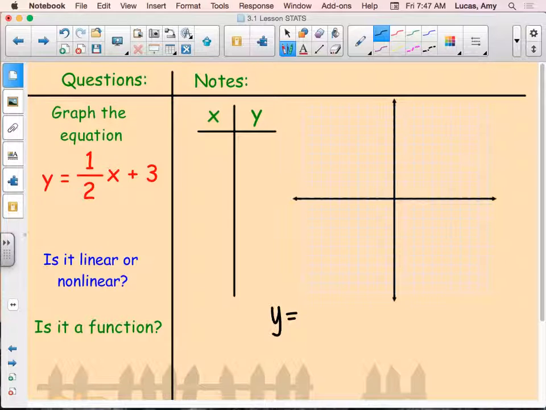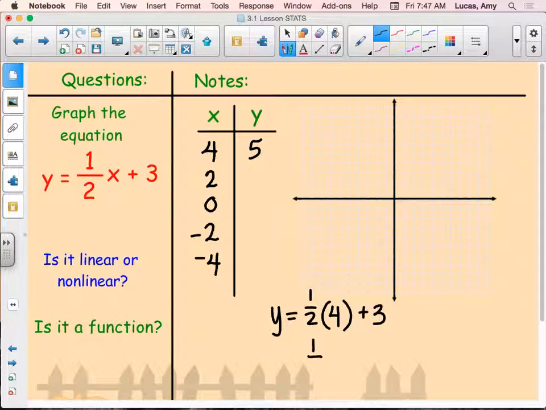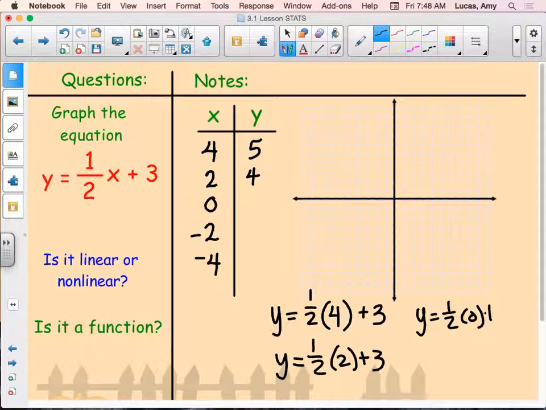Now this one, we are taking our input variable and multiplying it by 1/2, and then adding 3 to it. So the kind of numbers that are good to multiply by 1/2 would be even numbers. So I'm going to use 4, 2, 0, -2 and -4. Half times 4. Half of 4 is 2, plus 3 is 5. If I plug in 2, half of 2 is 1, plus 3 is 4. Half times 0 is 0, plus 3 is 3.